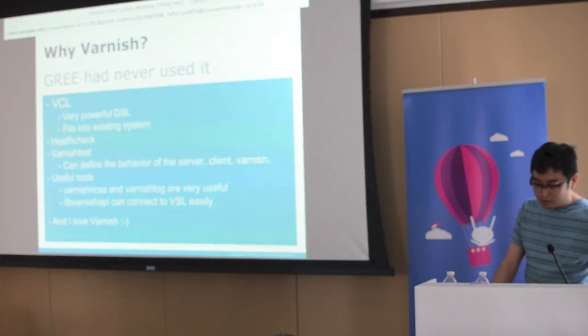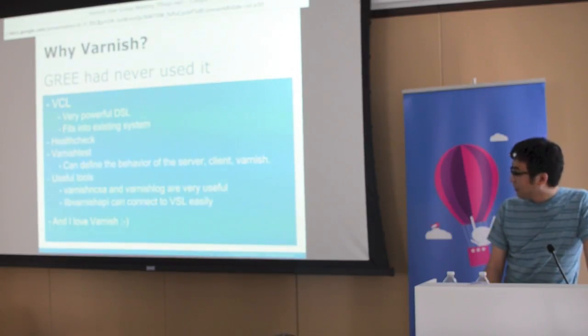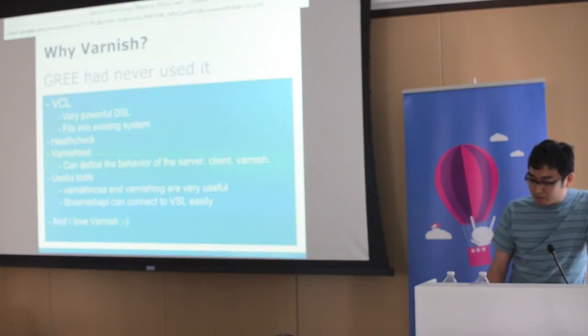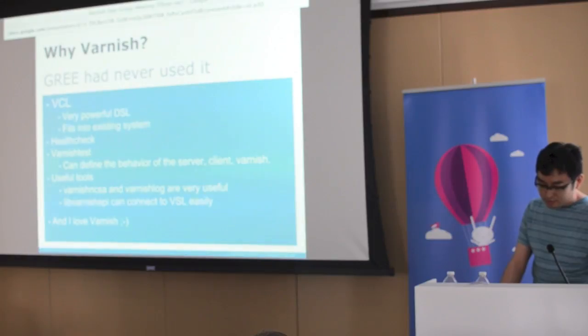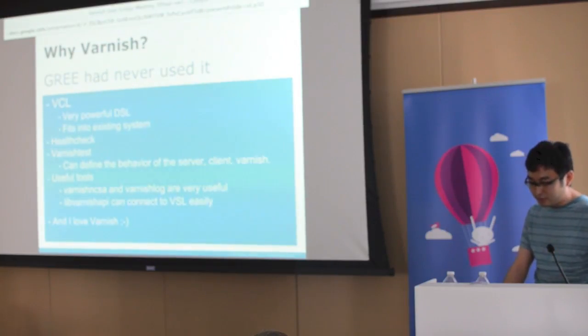Why use Varnish? Gray had never used Varnish. Firstly, VCL is a very powerful DSL. The ability to write if statements is especially powerful. Most middleware settings are some flux each. Of course, complexity should be avoided as much as possible with settings. But the ability to use if statements allows an otherwise large amount of configuration to be written in a more simple and intuitive manner. You can make things simpler if you use them effectively.